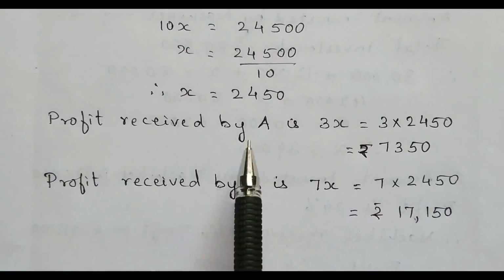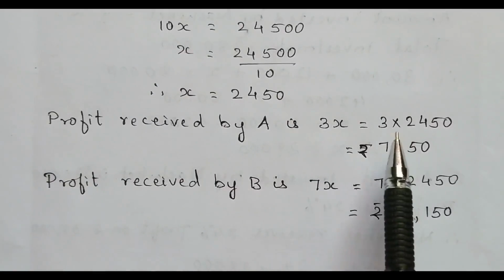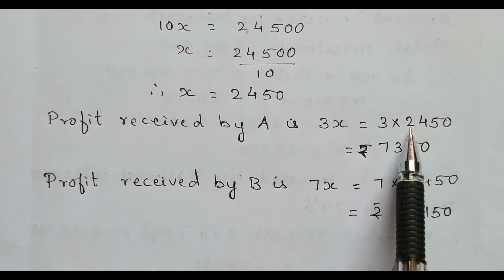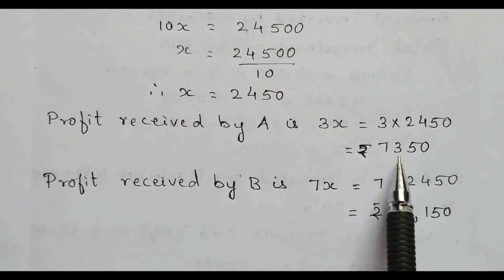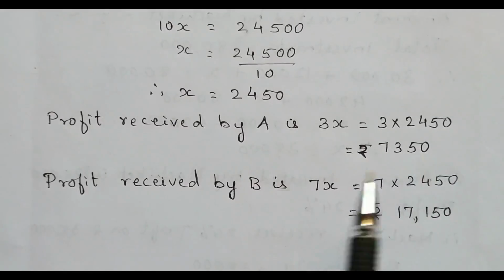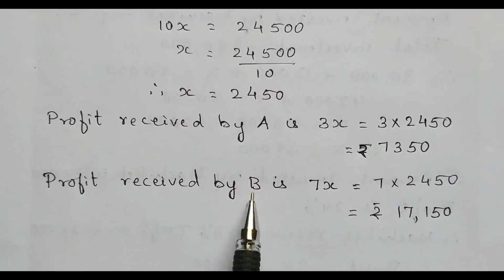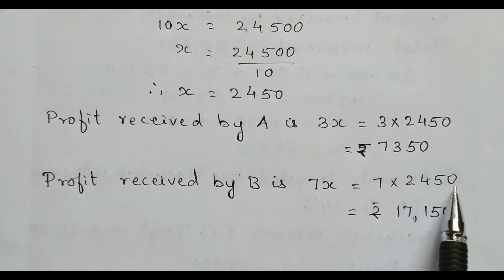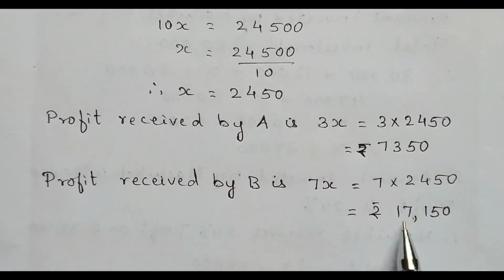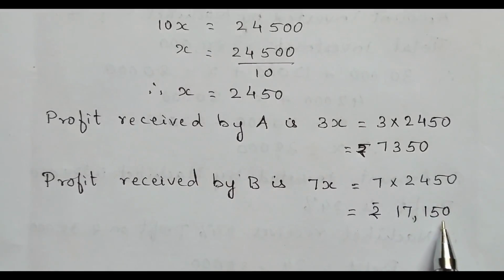Now let's calculate the profit received by A and B. The profit received by A is 3x rupees, that is 3 multiplied by 2,450, that will give you rupees 7,350. Similarly, the profit received by B is 7x, that is 7 multiplied by 2,450. That will give you 17,150.